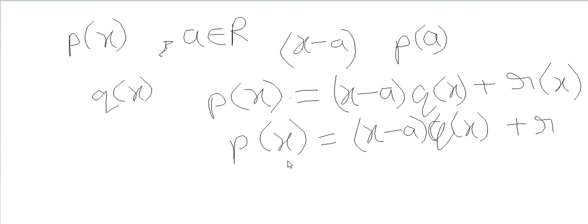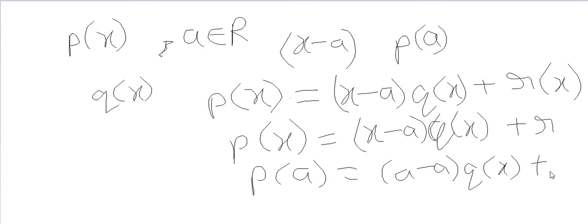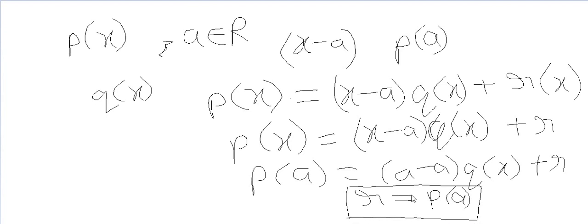And if I put a instead of x in this equation, we get p(a) is equal to (a minus a) times q(a) plus r. So we get r is equal to p(a). Hence the remainder theorem is true. That is, when we divide a polynomial p(x) by x minus a, we get a remainder of p(a).